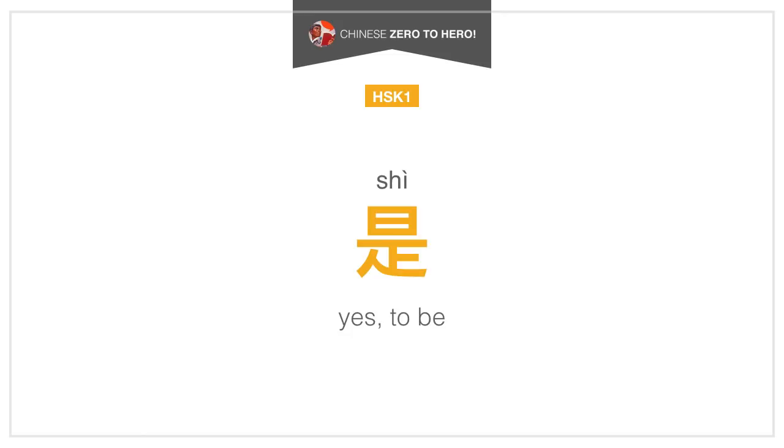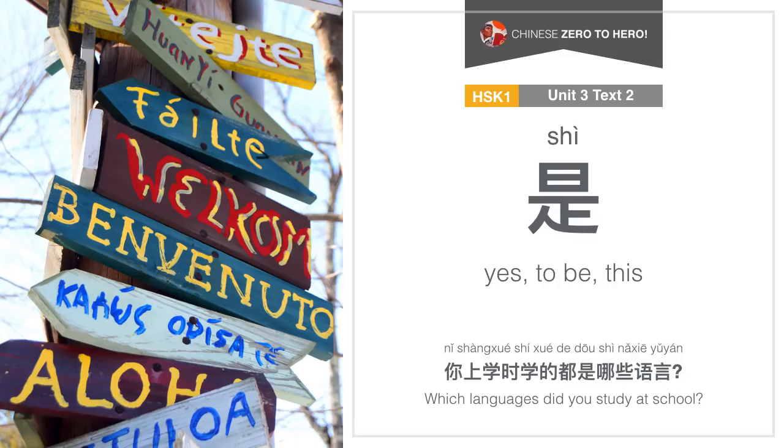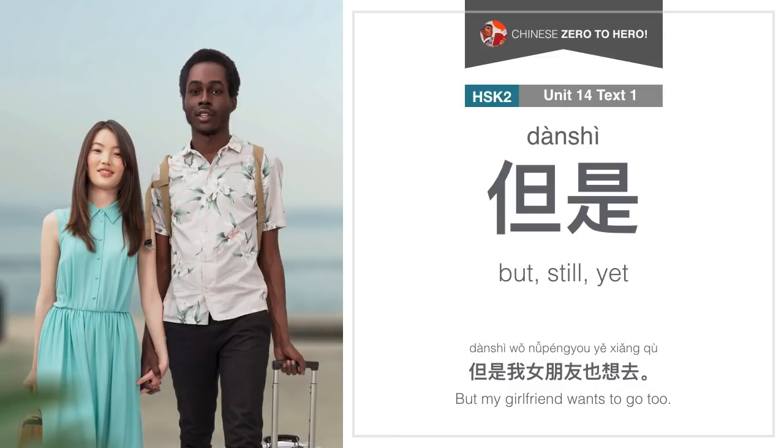The character 是 written like this means to be. Of course, 是 itself can be used as a word meaning yes or to be. And in classical Chinese, it can also mean this. 你上学时学的都是哪些语言？Which languages did you study at school? In HSK 2, we learn the word 但是 meaning but or still or yet. 但是我女朋友也想去 but my girlfriend wants to go too.